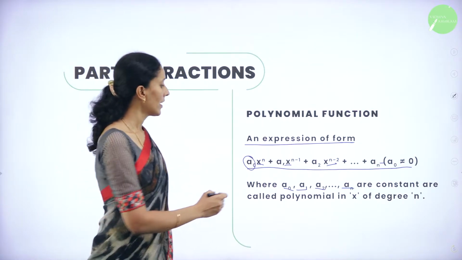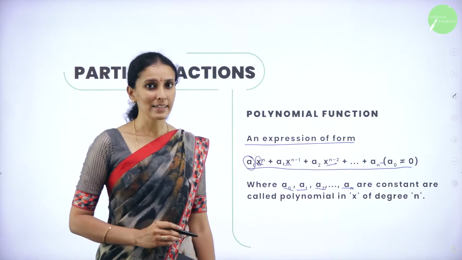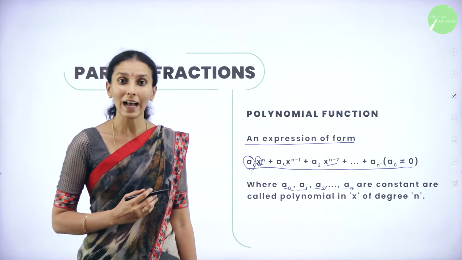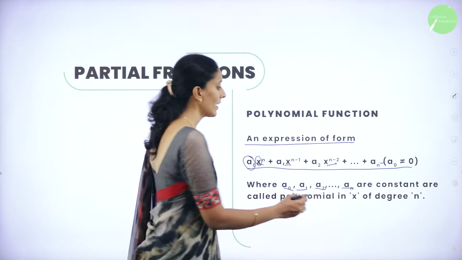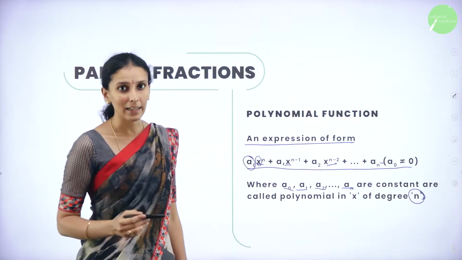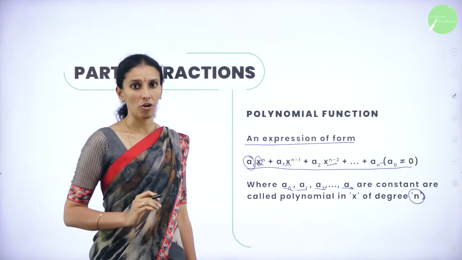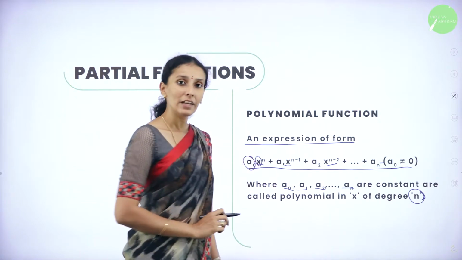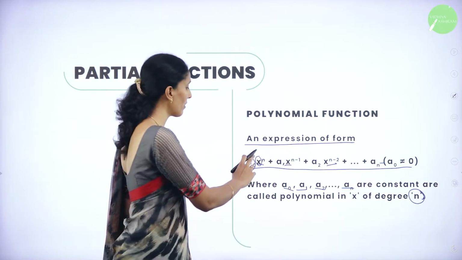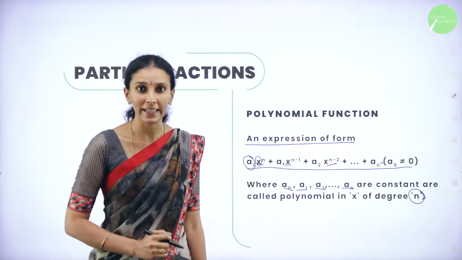Here I have chosen the variable x, but we can choose any variable other than x also. Here we have a polynomial of degree n. Degree is nothing but the highest power of the variable in a polynomial. Here x is the variable and its highest power is n, therefore it is a polynomial of degree n.